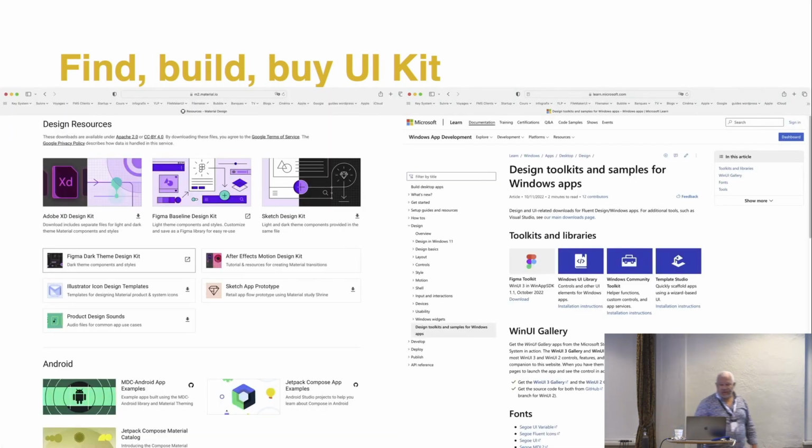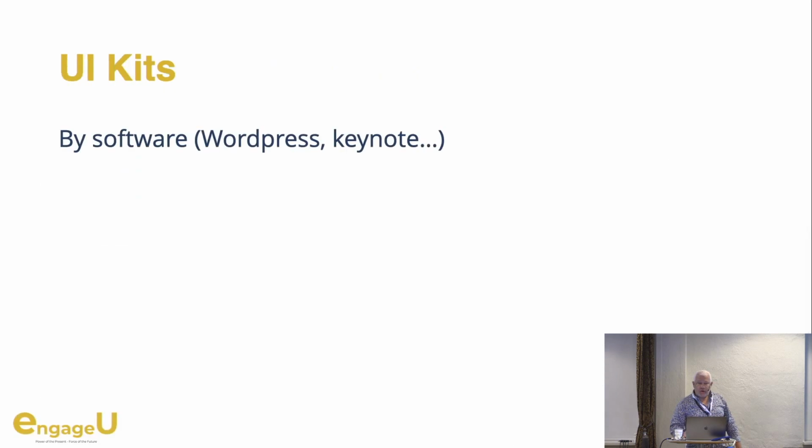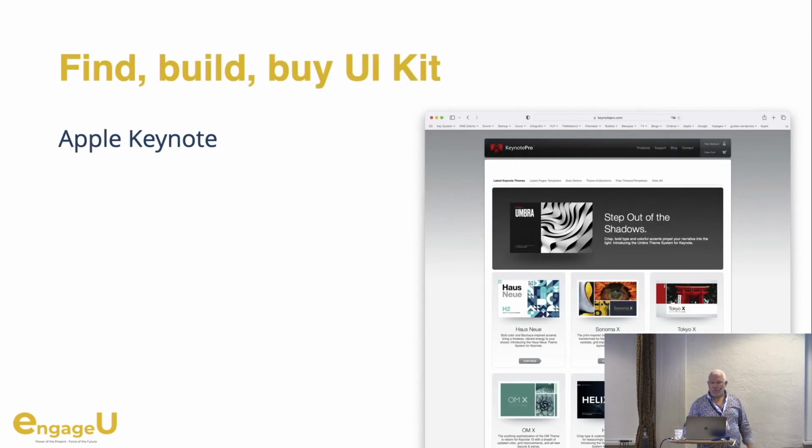You have the same thing with Google Material. On the right, you have Microsoft. So you have kits by OS. You also have kits by software if you want. WordPress, everyone knows WordPress. Keynote is the tool I'm using for my presentation. You know, Keynote, PowerPoint. You have dedicated websites to download and to buy UI kits.